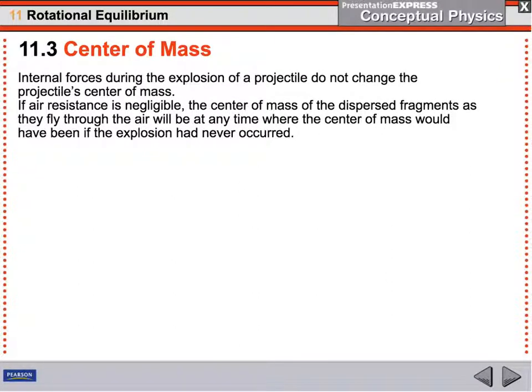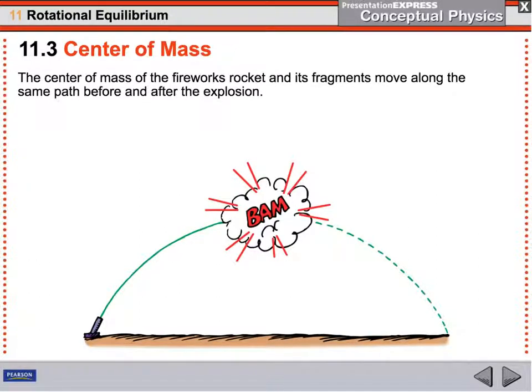Internal forces during the explosion of a projectile do not change the projectile's center of mass. If air resistance is negligible, the center of mass of the dispersed fragments as they fly through the air will be at any time where the center of mass would have been if the explosion had never occurred. The center of mass of the fireworks rocket and its fragments move along the same path before and after the explosion.